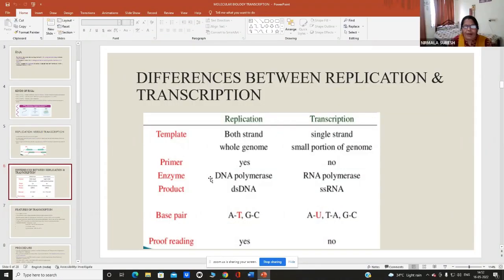Yes. Primers are used for replication. Primers are not used for transcription.